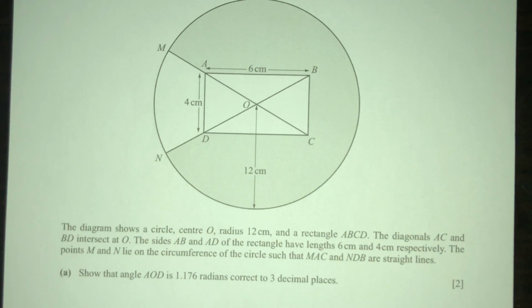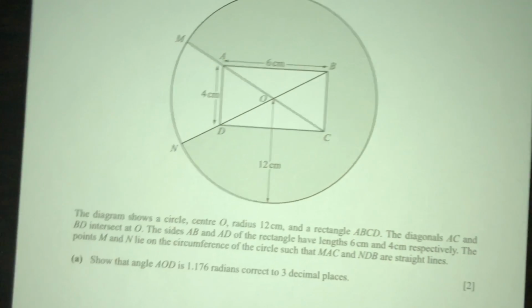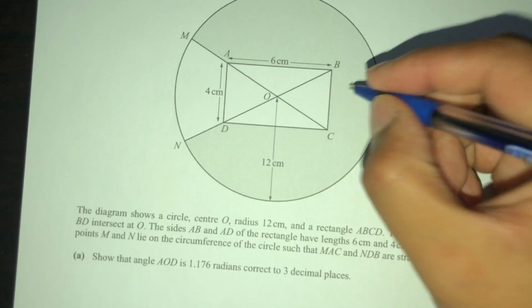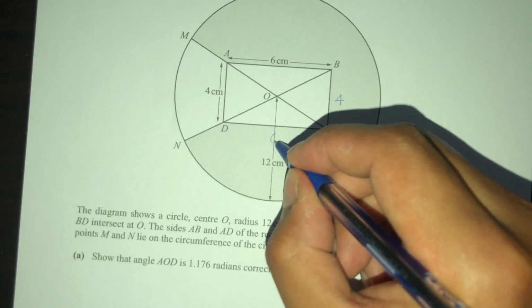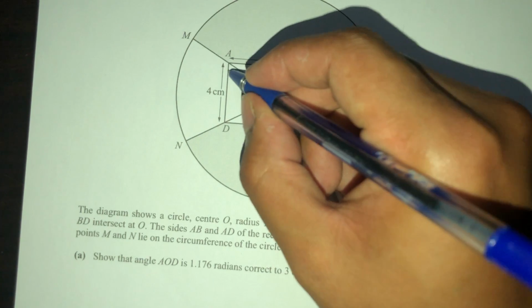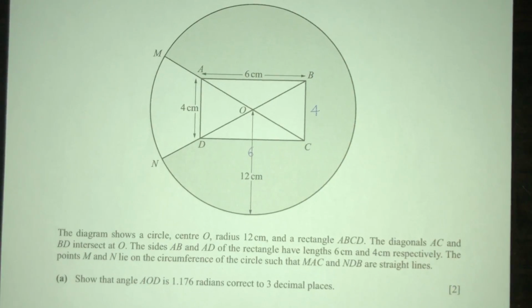Now what are the properties of a rectangle? This and this have to be the same, this and this are the same. So basically this also has to be 4 over here, and this is also 6 over here. And this is 90, 90, 90, and 90, right? So we have to know the properties of a rectangle.